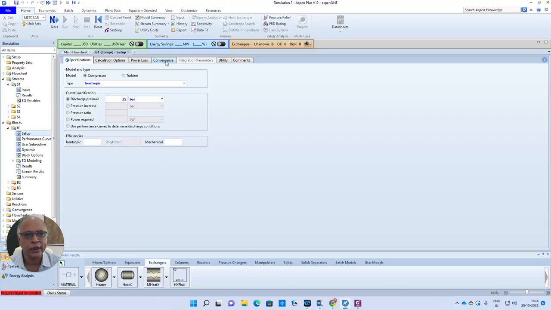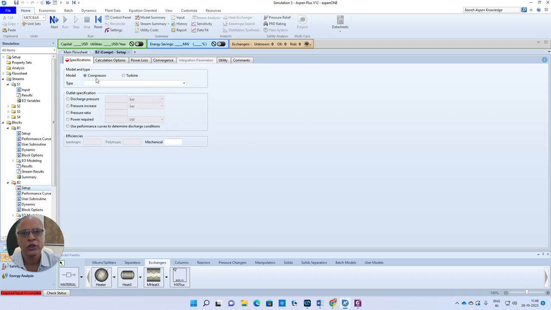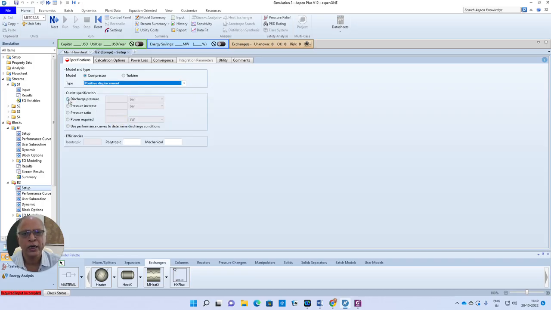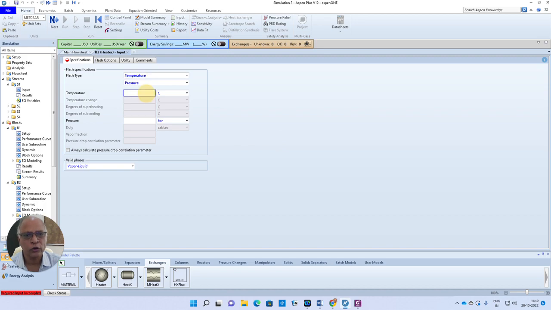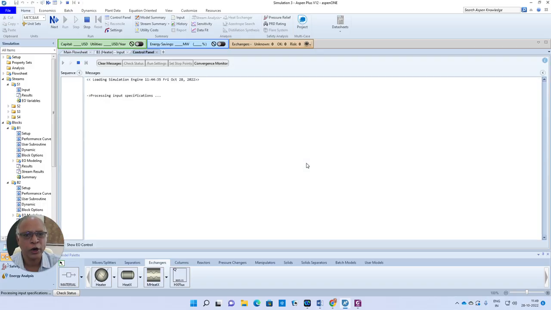Let me also deal with the convergence. We don't want to make any vapor liquid check, so we would like to deal with it as vapor only. So go to the next. Now this is the second compressor, which we need to set as positive displacement. The discharge pressure of course is fixed at 50. Now we need to talk about the cooler, which is reducing the temperature, the inlet temperature, to 50. Assume that there is no pressure drop. Okay. That is this problem.